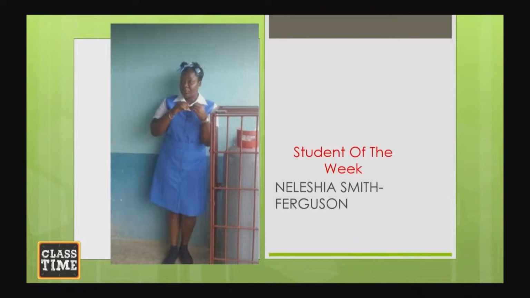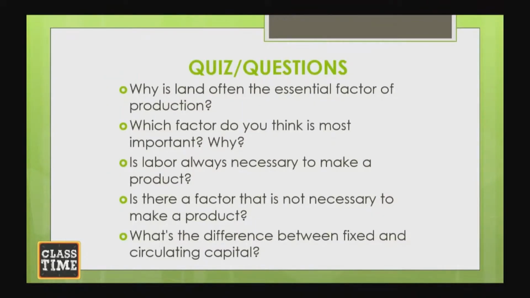So, how can you do that? Answer these few questions. You can take a picture or a quick screenshot. Question one: why is land often the essential factor of production? Two: which factor of production do you think is most important and why? Three: is labor always important to make a product? Four: is there a factor that is not necessary to make a product? Five: what is the difference between fixed and circulating capital?